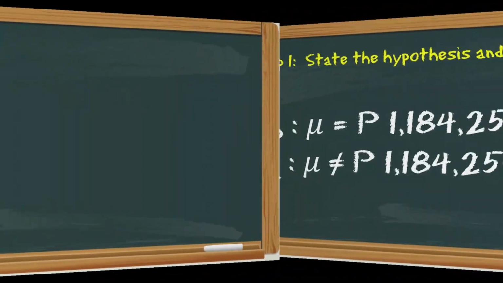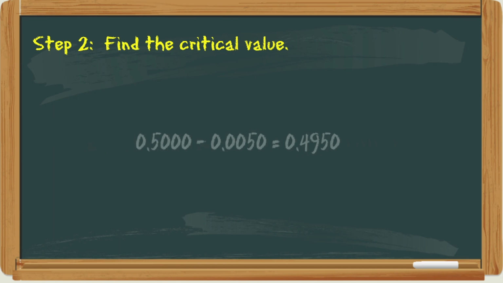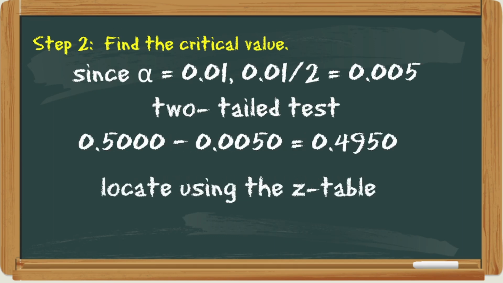Let's see kung anong magiging sagot natin. Let's proceed to step number 2. Find the critical value. Since the problem is a two-tailed test, we have alpha, which is 0.01, divided by 2. So we have 0.005. Now we have 0.5000 minus alpha divided by 2, that is 0.0050. Therefore, the answer here is 0.4950. Locating using the Z table for two-tailed, the answer here will be plus and minus 2.58. So 2.58 in the left side and 2.58 in the right side.